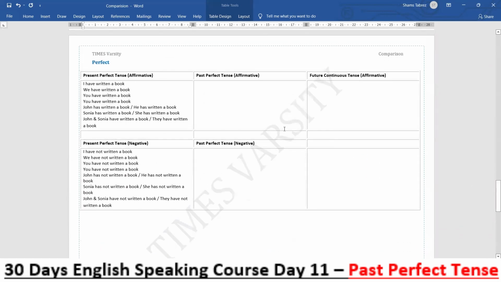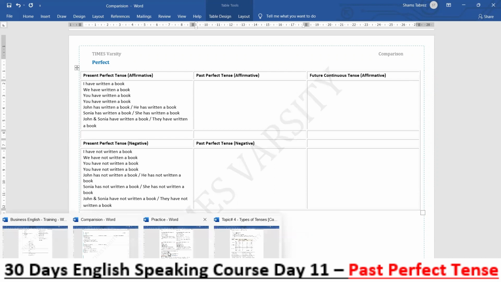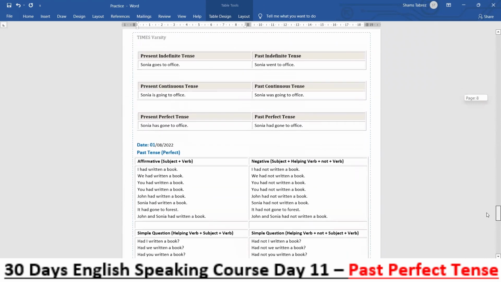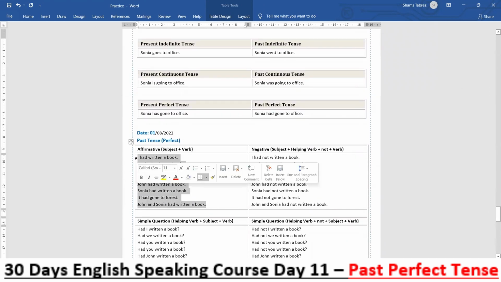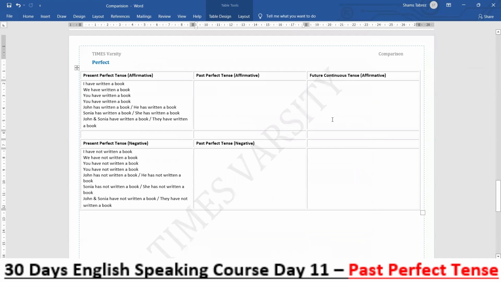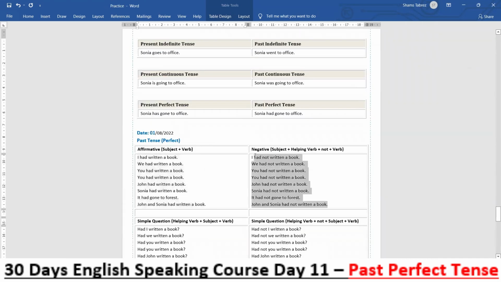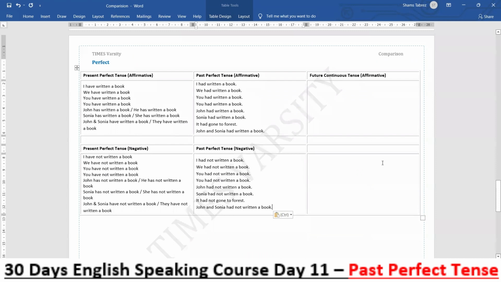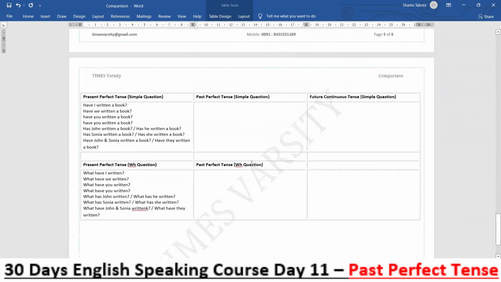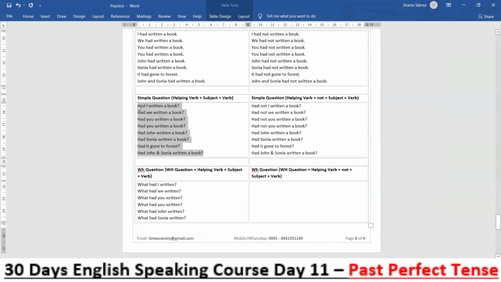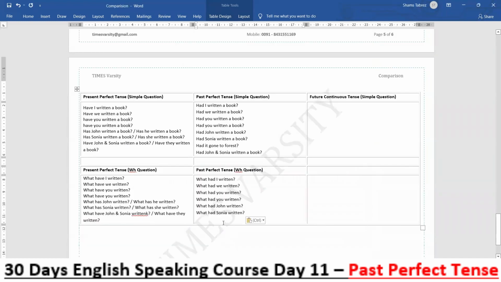And then the same way, past perfect tense. Go to past perfect tense. Today we discussed here the past perfect affirmative sentence. Then the past perfect negative sentence. Then the past perfect simple question. And the past perfect WH question. So these files I'm going to share, right?